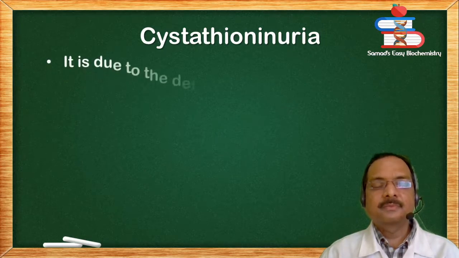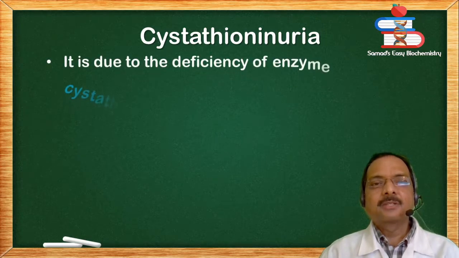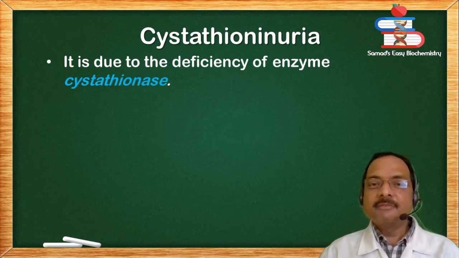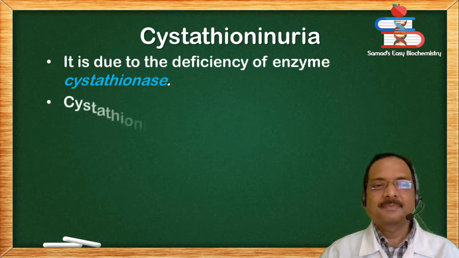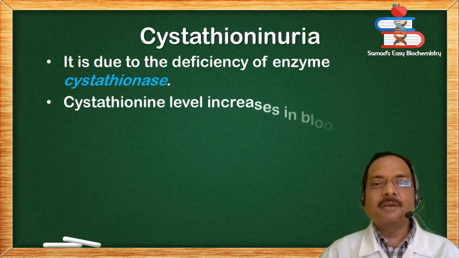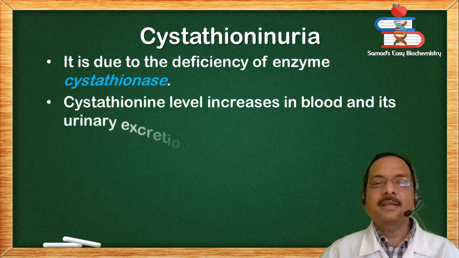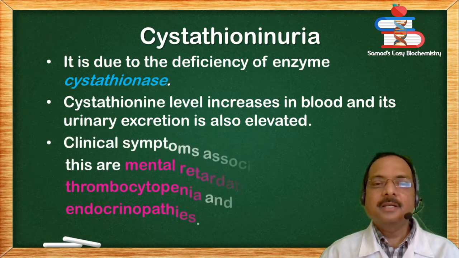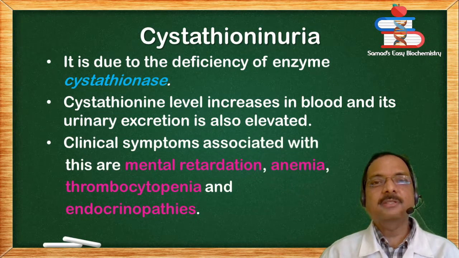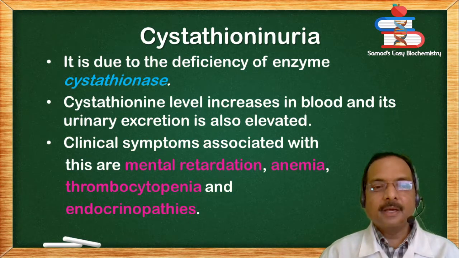Cystathioninuria. It is due to the deficiency of enzyme cystathionase. Cystathionine level increases in blood and its urinary excretion is also elevated. Clinical symptoms associated with cystathioninuria are mental retardation, anemia, thrombocytopenia, and endocrinopathies.